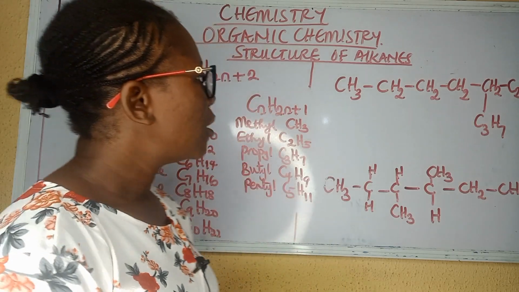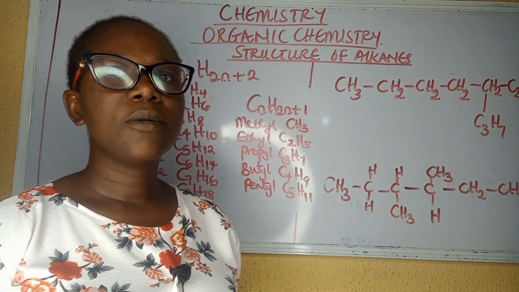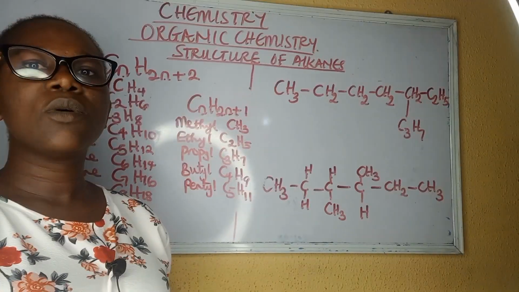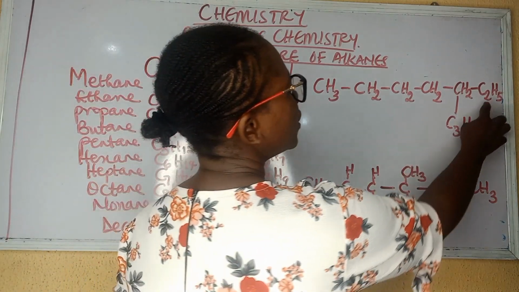So looking at this now, we can see that there is a single bond all through, and apart from this single bond, we can see that there was an attachment somewhere here and here.